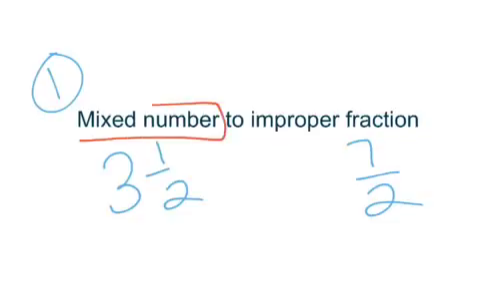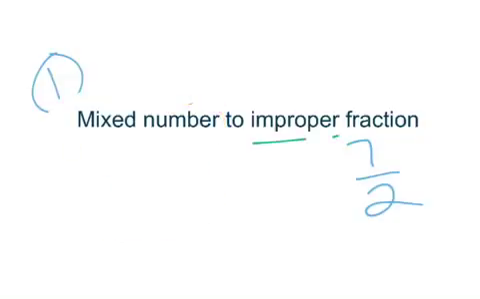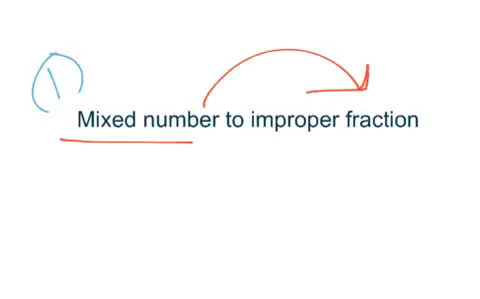A mixed number is a number that has a whole number out front and then a fraction part, like 3 1/2. An improper fraction is where you have a numerator that is larger than the denominator. I'm going to teach you 3 simple steps for moving a number from a mixed number to an improper fraction.